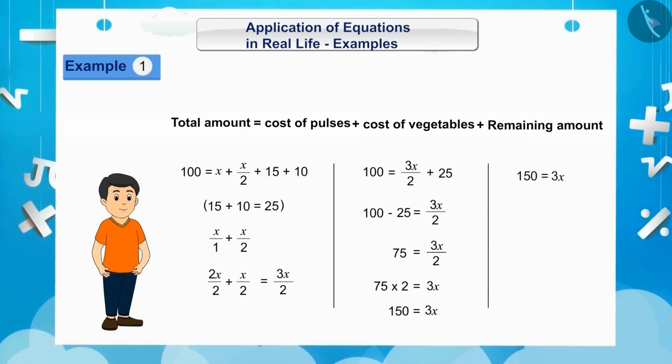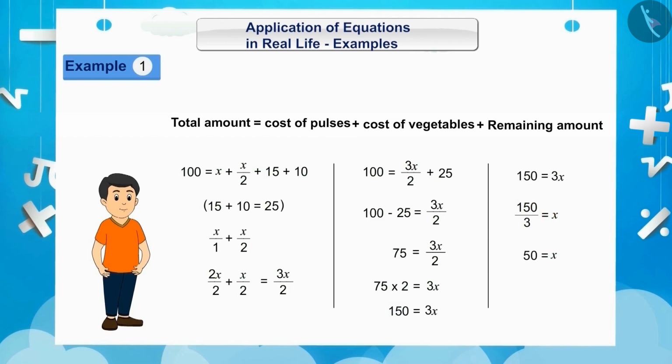In order to find the value of x, we now divide the LHS by 3, since 3 is multiplying x in the RHS. Our new LHS will be 150 by 3 and our new RHS will be x. Therefore, our equation will be 150 by 3 is equal to x. That is, 50 is equal to x.